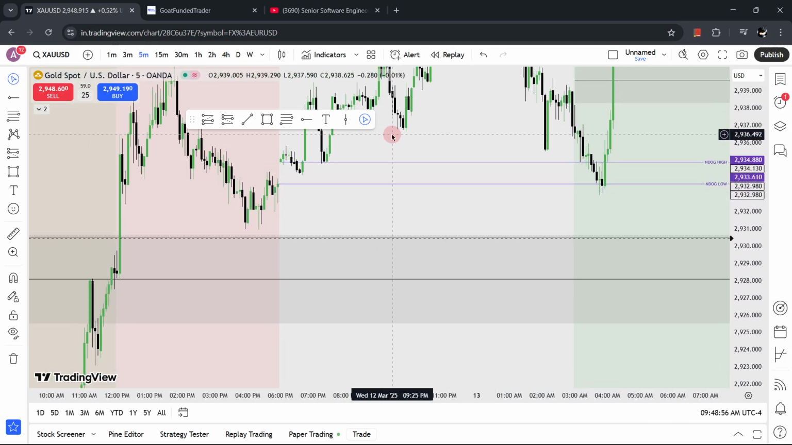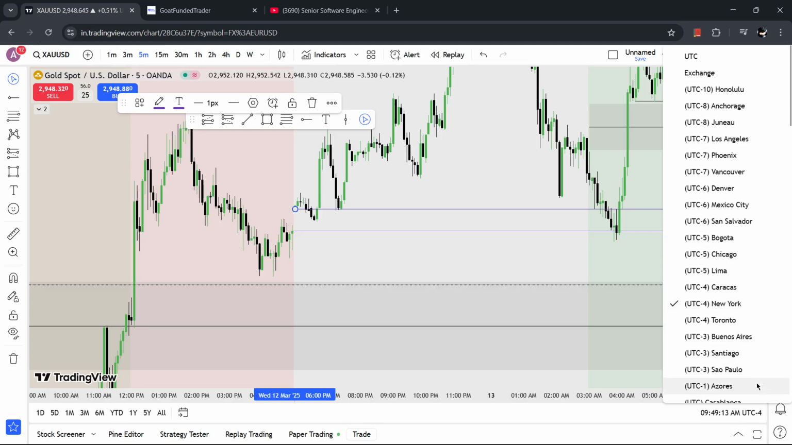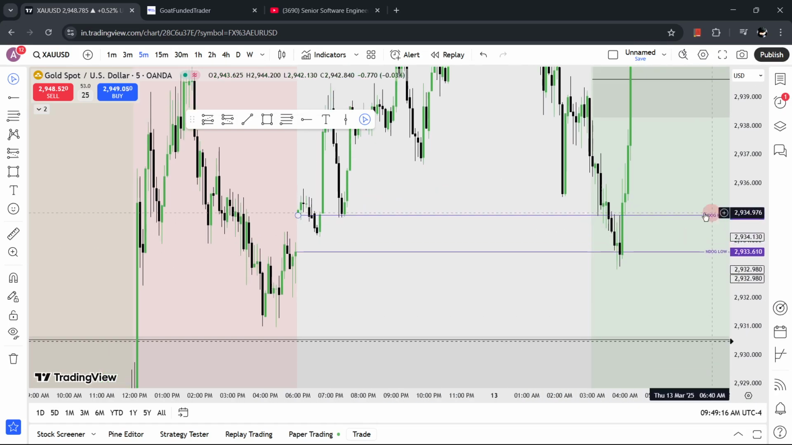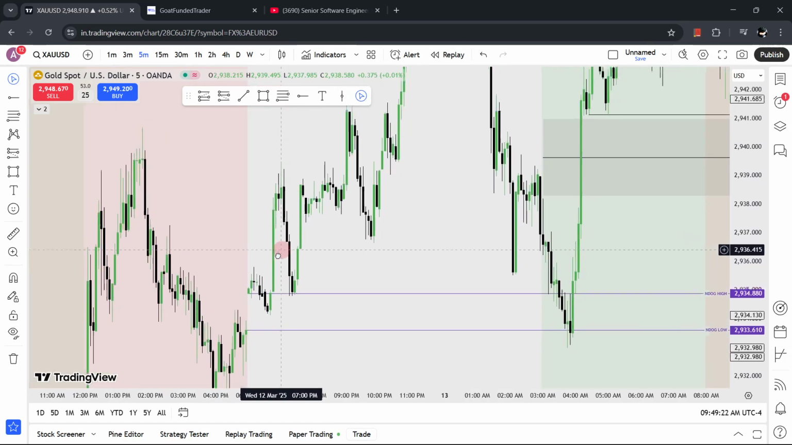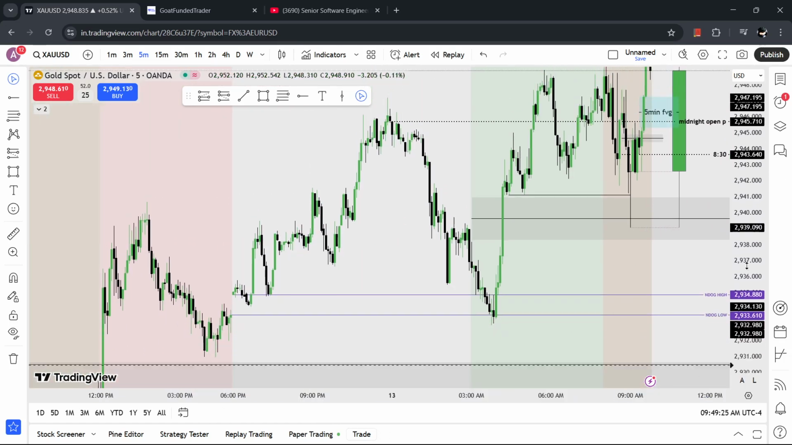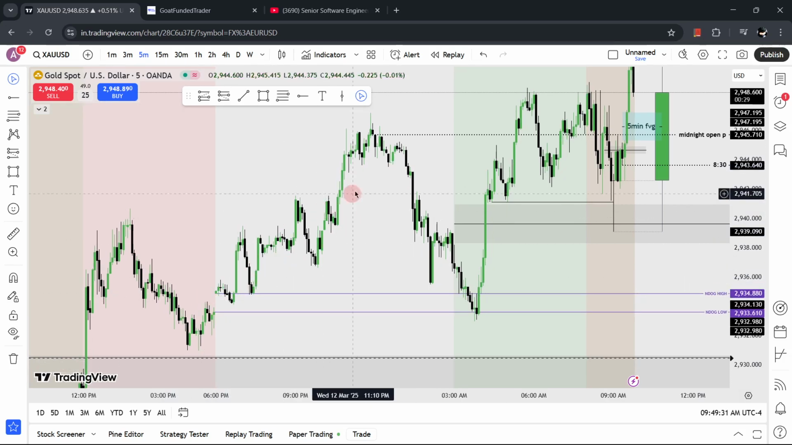And here you can see after our 5 o'clock p.m., the market opens at 6 p.m. New York local time, and we had a small gap up opening. Okay, so my initiative was to not take any trade in this Asian or London session because I didn't get any quality trade setup.